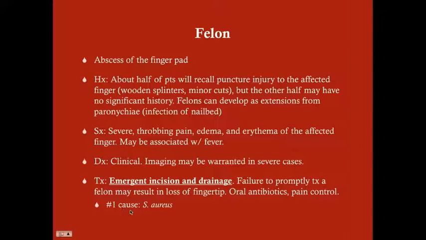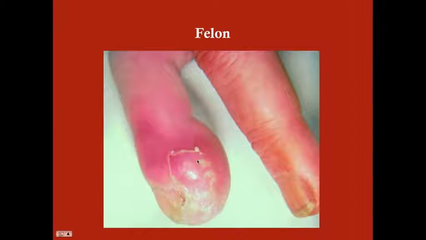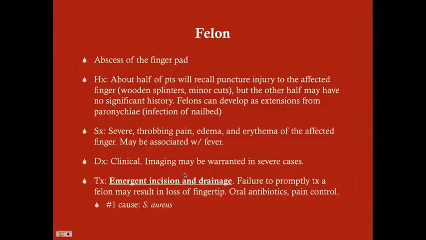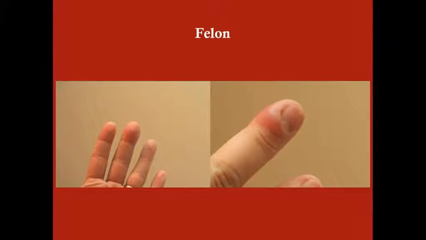The number one cause of a felon is Staphylococcus aureus. Now, of course, if it's a very, very severe case, like I would say this one would probably be, then you're probably going to have either surgery right away, or you may be able to get by with doing an MRI. I don't expect you to get asked anything like this on the USMLE because that would be more of a surgery board's question. For a felon, most of them will look like this.